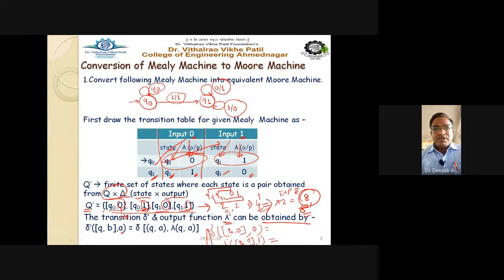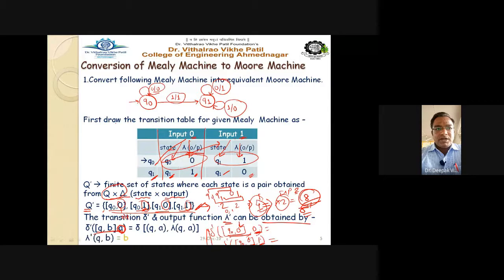The 4 new states we have identified for the Moore machine, and with this formula we have to find out the delta dash transitions on inputs 0 and 1. 2 input symbols are there, 0 and 1. So Q0 0, one state on input 0, and Q0 0 on input 1, means in this way two transitions for a single state we have to find out. So 4 states multiplied by 2 inputs, that is equal to 8 total transitions.